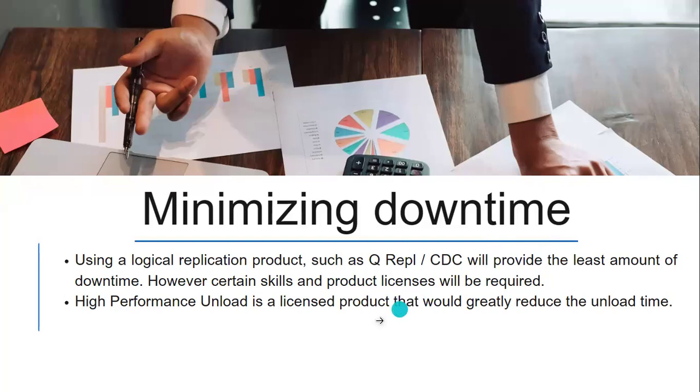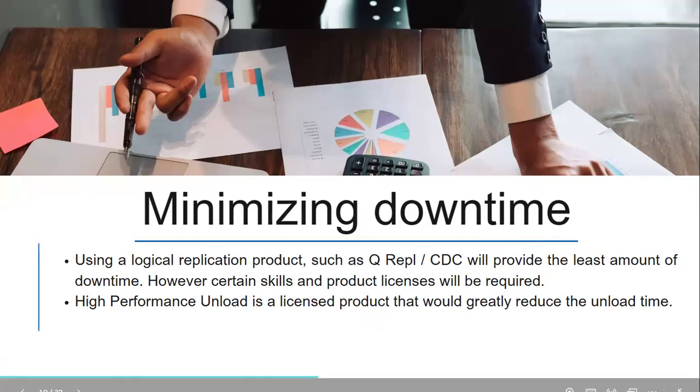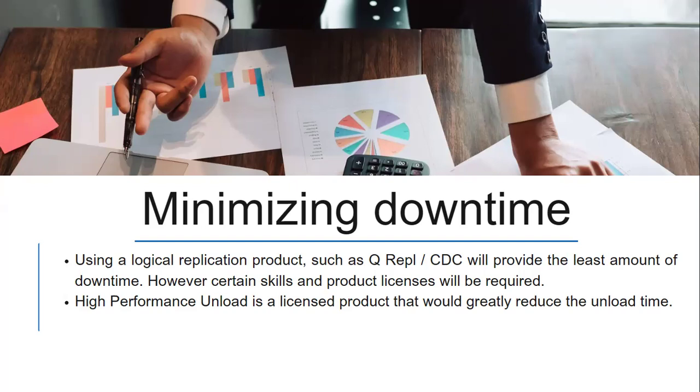Using logical replication products such as Q replication or CDC. CDC is basically change data capture. It's an IBM product again. Q replication is again an IBM product. So whatever we are talking about here at the moment, they all are related to IBM. The vendor is basically IBM for these tools. They will provide the least amount of downtime. However, certain skills and product licenses will be required.